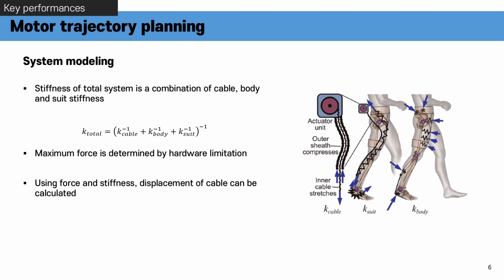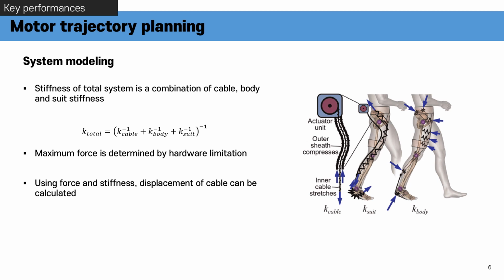To make a motor trajectory for ankle assistance, we need to model the system. Although the force is transmitted through the cable, the body and suit are also changed. Therefore, we need to model the system about the body, cable, and the suit. When the force is generated by the motor, two forces are applied at the system. One is the cable itself, and the other one is from the suit. So we need to consider those together.